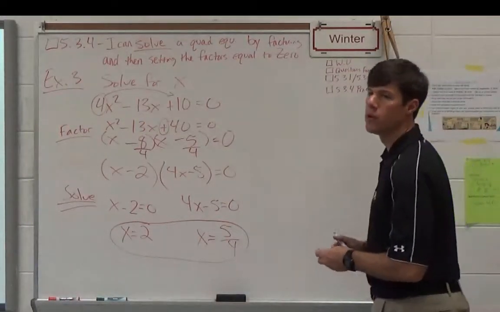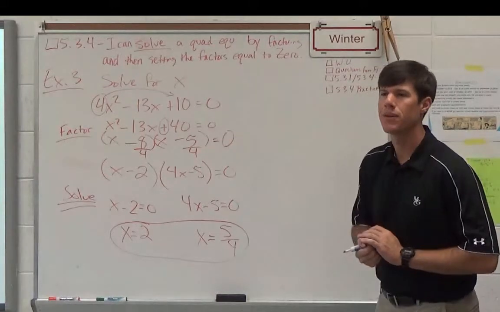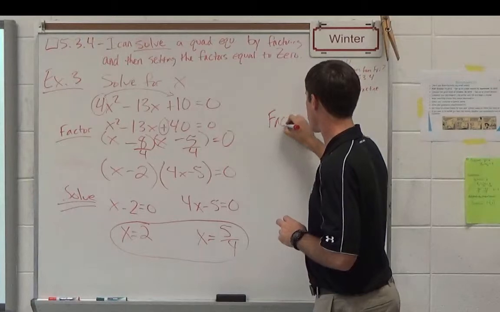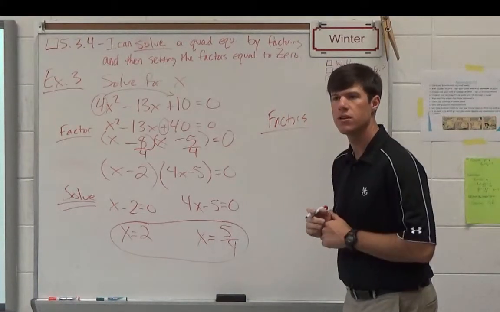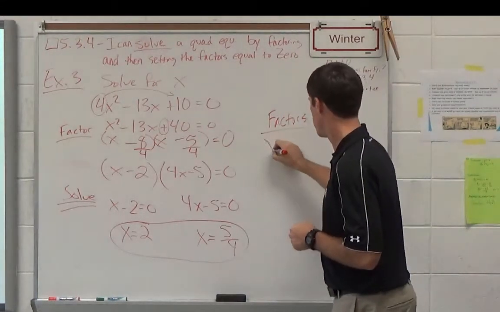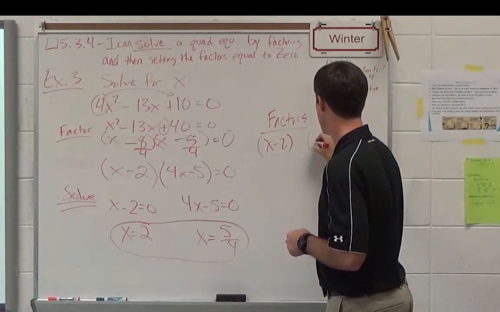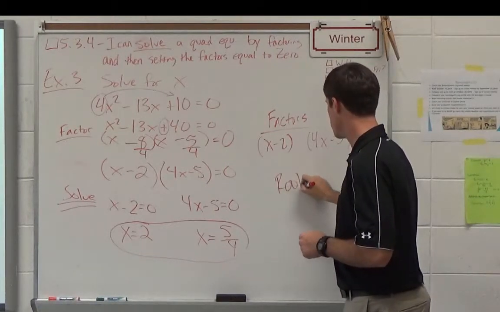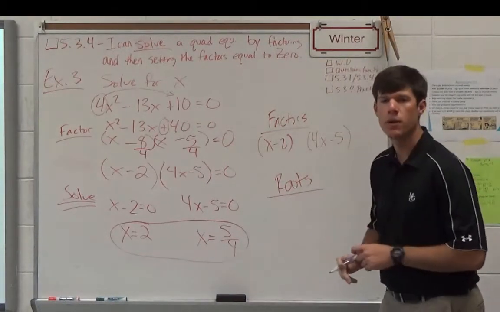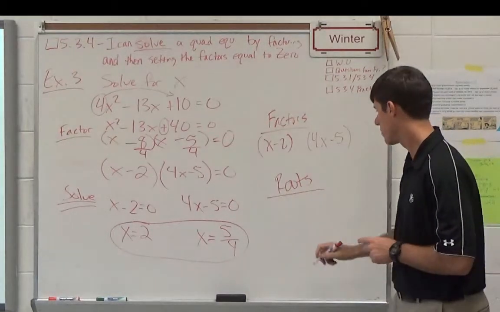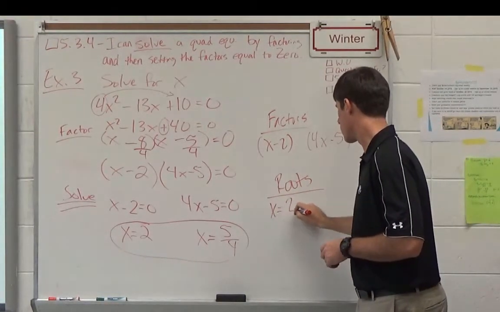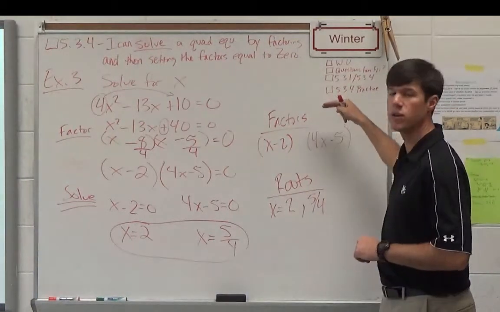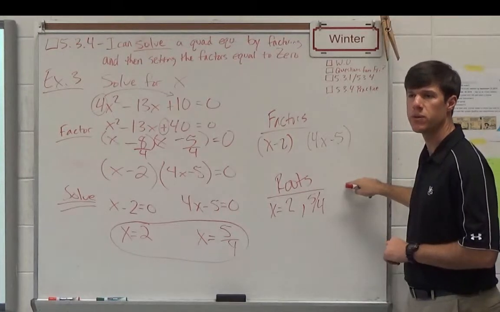Now, who am I going to pick on? Katie. All right. So I want to know, what are my factors? Remember, these are our key words. What are my factors? X minus 2 and 4x minus 5. Very good. So if I said, what are my roots? CJ, what are my roots? X equals 2 and x equals 5/4. Okay, very good. So we can tell the difference between factors and roots.